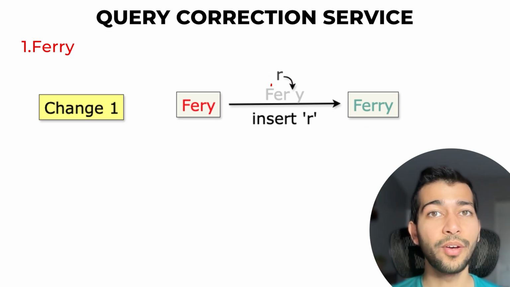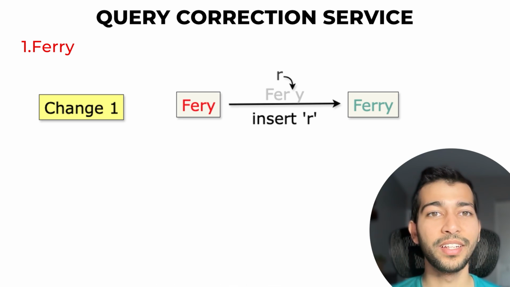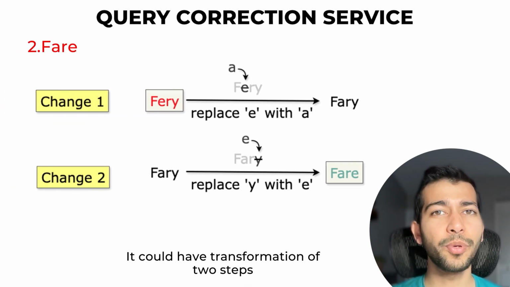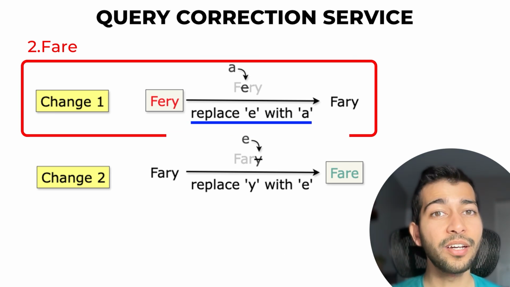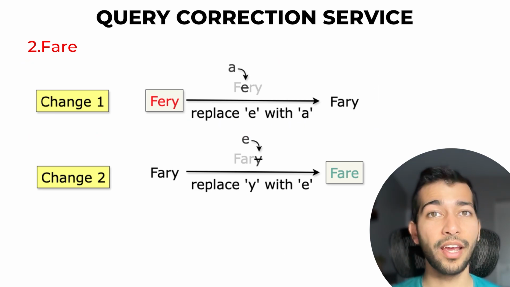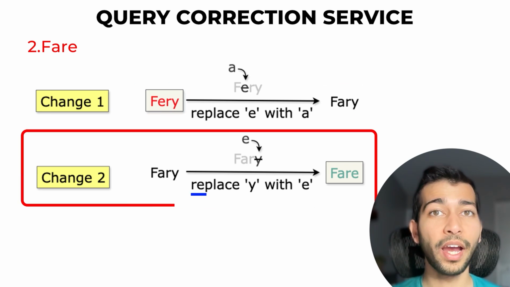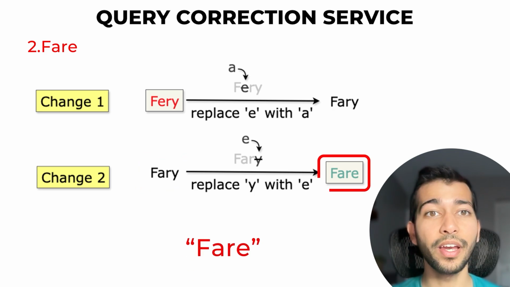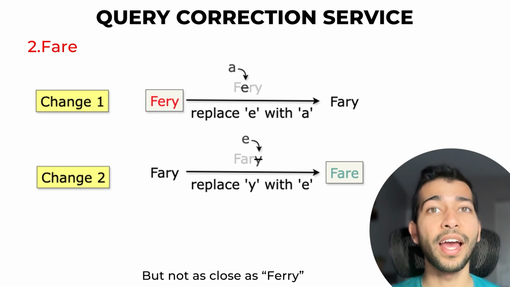So that way, with only one change, we converted FERY to FERRY. Just one step. Similarly, it could think of FARE as well. It could have a transformation where there are only two steps. First, we replace E with an A. That converts FERY to FARY. Then, we change the Y to E. That changes FARY to FARE, fair. So two steps, still a possibility, but not as close as ferry.